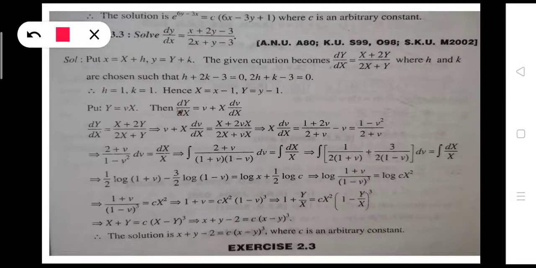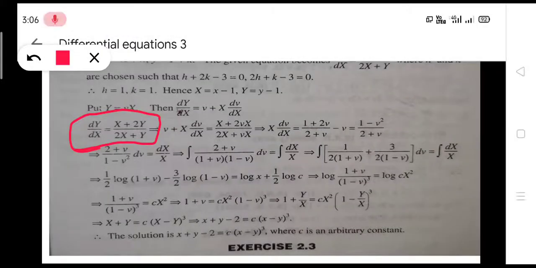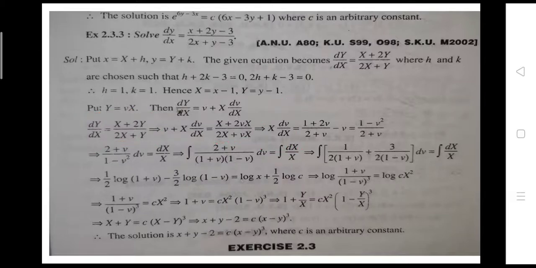We got dy by dx is equal to (x plus 2y) by (2x plus y). This is equal to v plus x into dv by dx, and this is also equal to (x plus 2vx) by (2x plus vx), and this implies x into dv by dx is equal to (1 plus 2v) by (2 plus v) minus v, and we got (1 minus v square) by (2 plus v), and (2 plus v) by (1 minus v square) into dv is equal to dx by x.